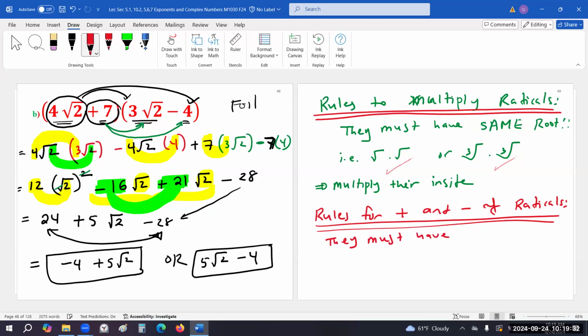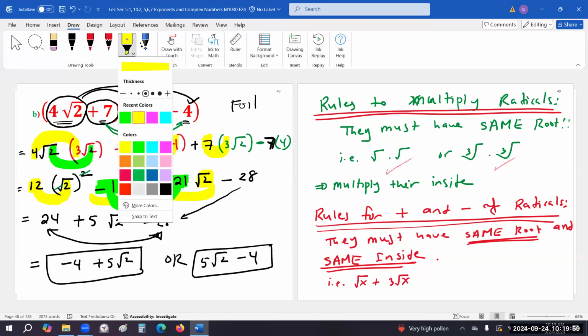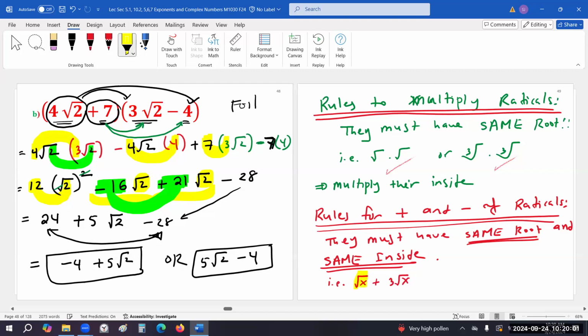They must have the same root and the same inside. So addition and subtraction have two requirements. For example, square root of x plus 3 square root of x. We have the same radical with the same inside.